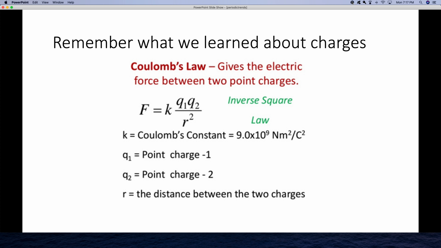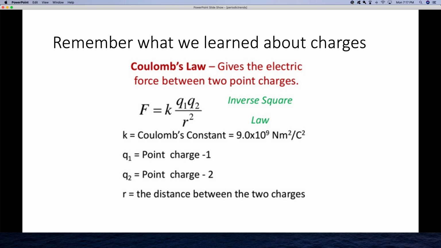Hope you enjoyed a little bit of a break. This is now the second half of periodic trends. So we were looking at reactivity of metals and nonmetals and the trends on the periodic table. Before we explore that, we need to review a little bit.